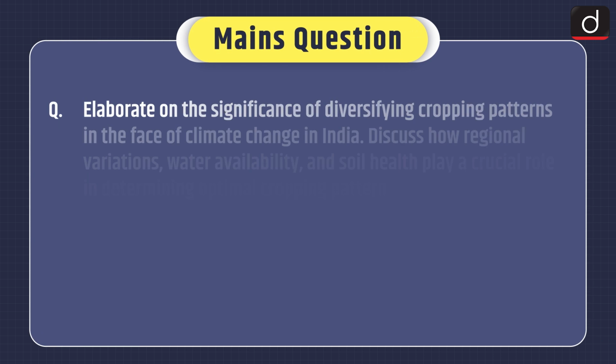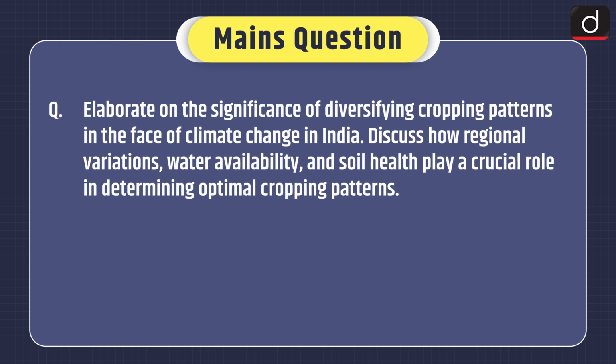And now mains practice. Elaborate on the significance of diversifying cropping patterns in the face of climate change in India. Discuss how regional variations, water availability, and soil health play a crucial role in determining optimal cropping patterns.